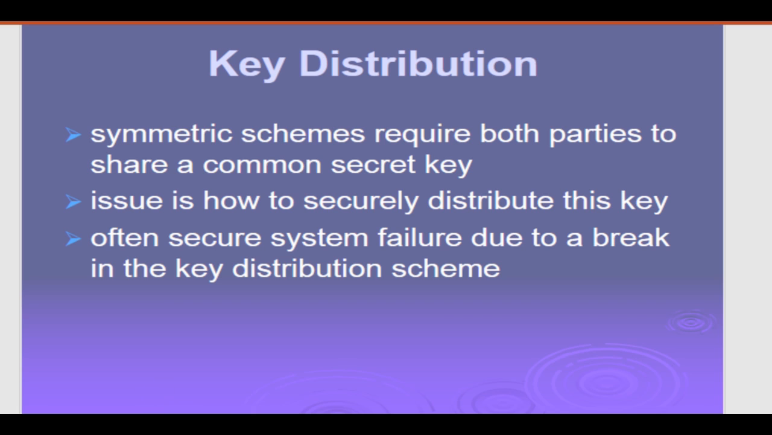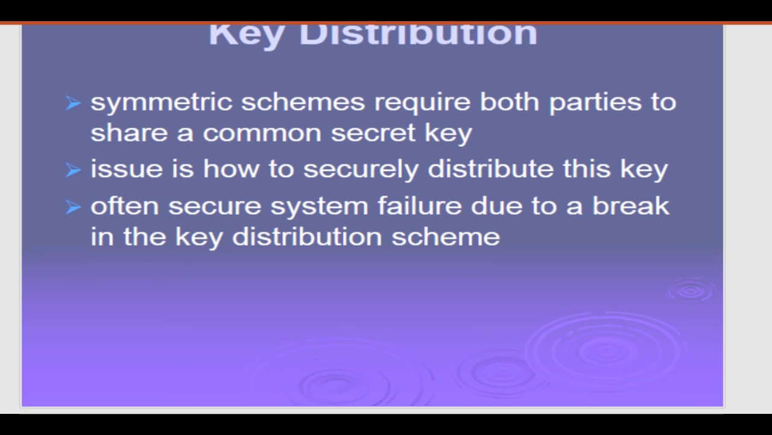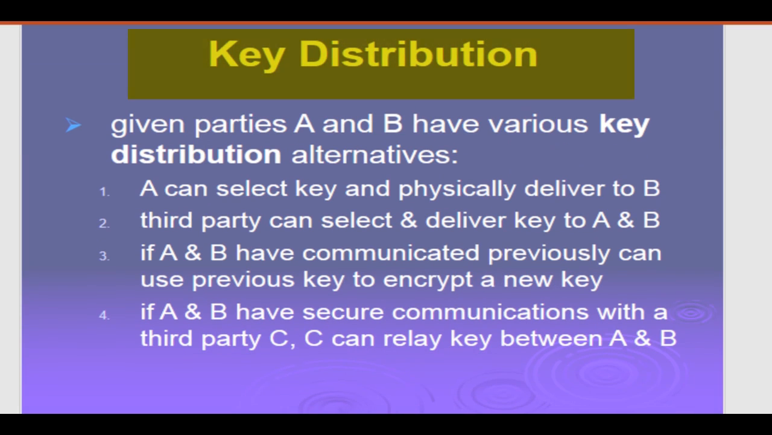So let us see how the key distribution happens. Given two parties A and B, they can distribute the key in different ways. First, A can select a key and physically deliver it to B. A chooses the secret key and physically delivers it to B. They meet at one place and share it.